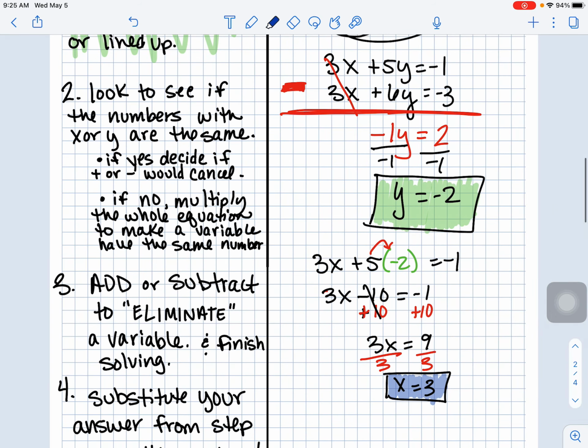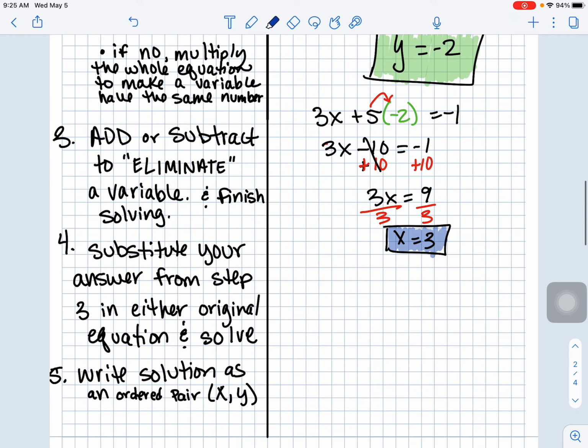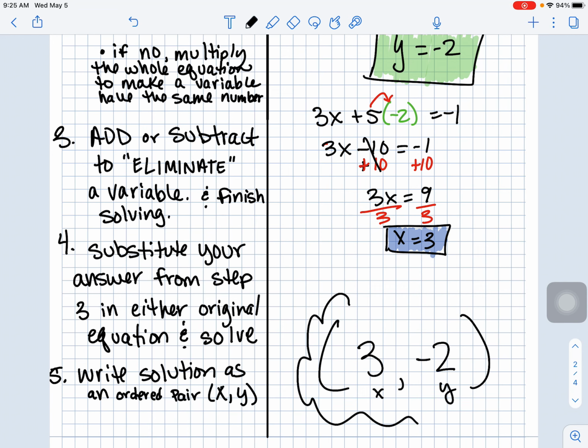So now I have an x value and a y value. My last step is to write it as an ordered pair. So x was 3, x comes first, and y was -2. And this is the solution.